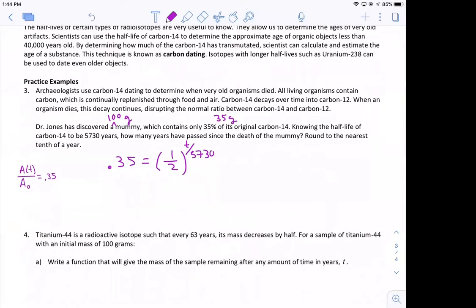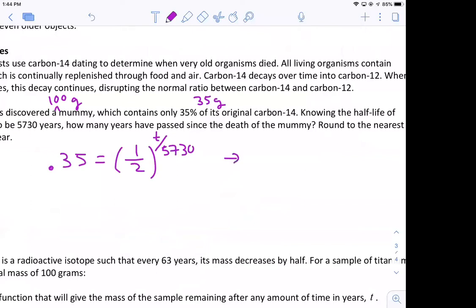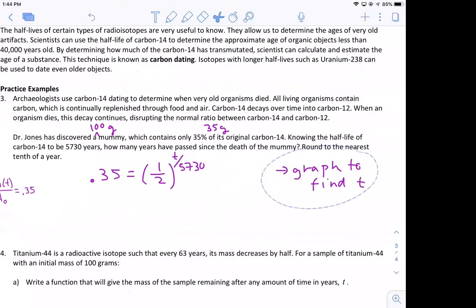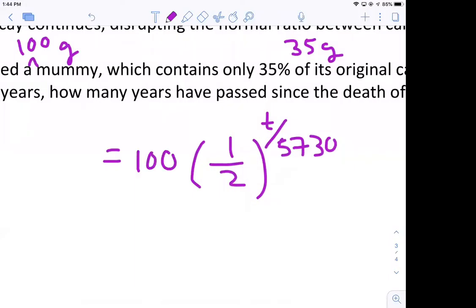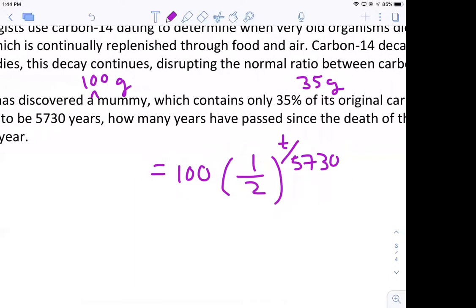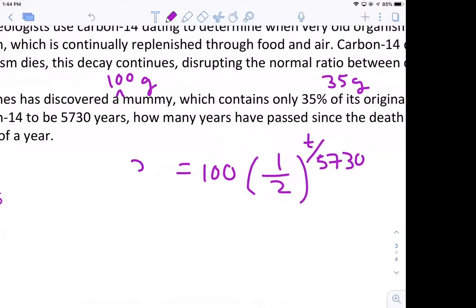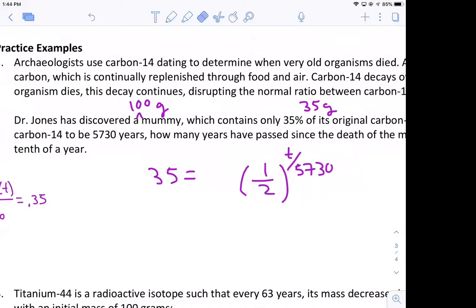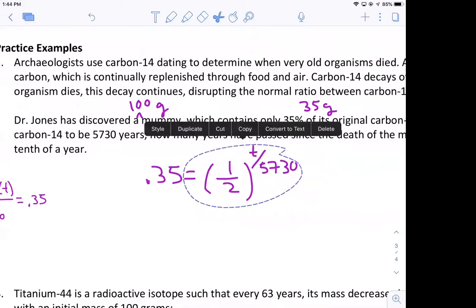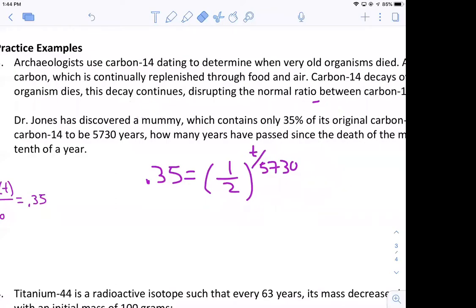So again, to solve this, you need to graph. All right, graph to solve. Graph to find t. If you did not like the 0.35 and where that came from, again, you can just make up any initial quantity. Let's say 100 is nice. We discovered a 100-gram mummy. It has 35% left over at the end. So the final amount is 35. You do 35 divided by 100, and that's where this 0.35 is coming from. All right, cool.